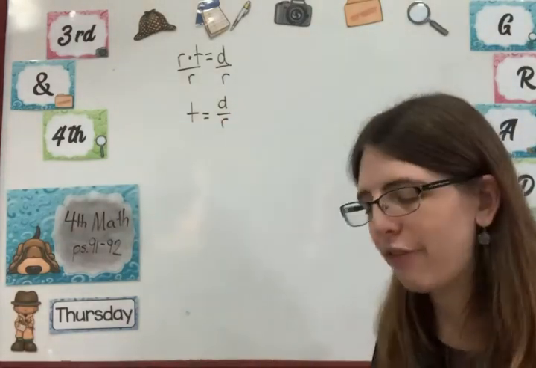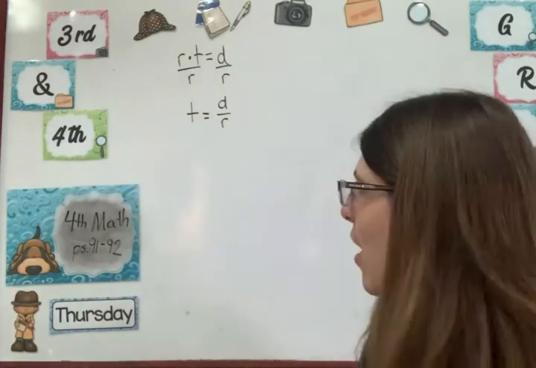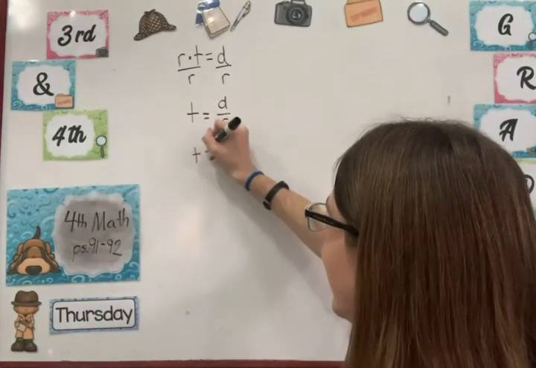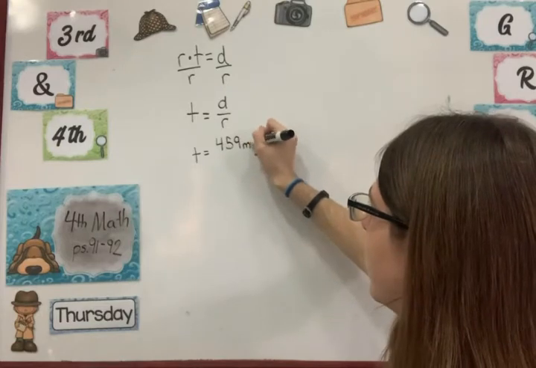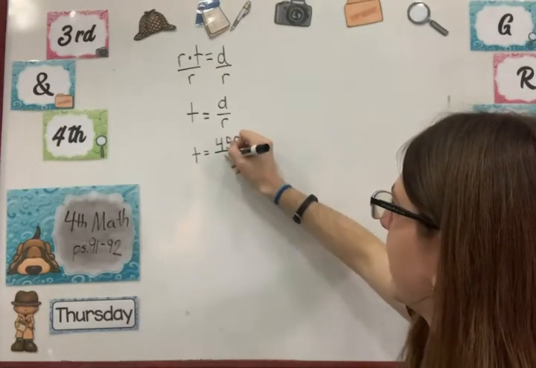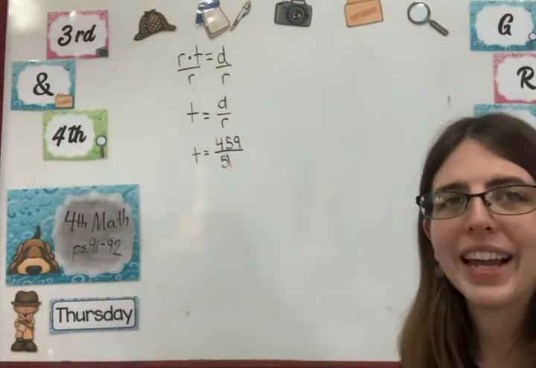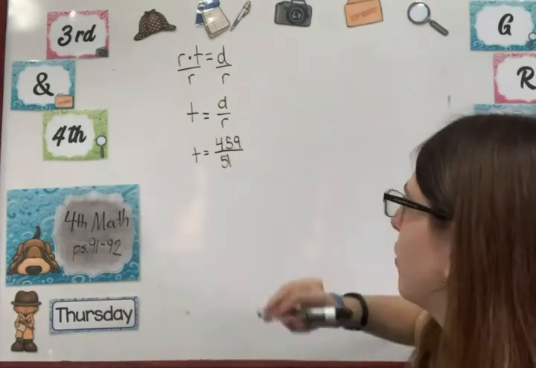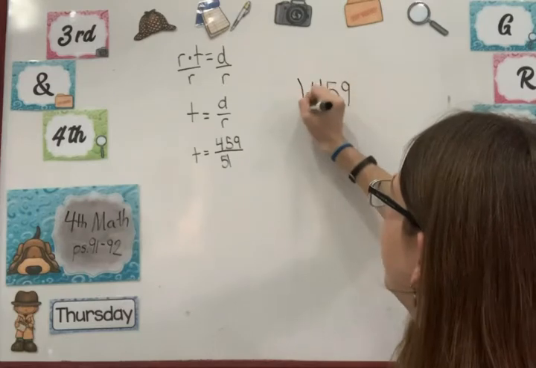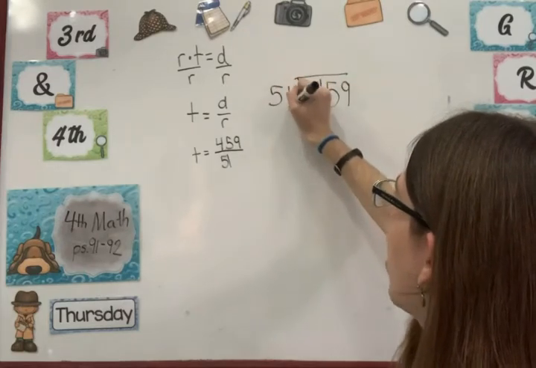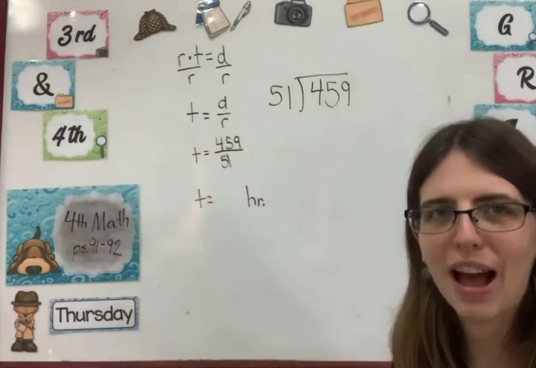So I'm going to use that formula because I'm looking for how many hours. I'm looking for the time. Now I know that his distance, according to my problem, is 459 miles. I know that his rate is 51 miles per hour. So to find my time, I divide 459 by 51. So you're going to divide 459 by 51, and your answer will be how many hours he traveled.